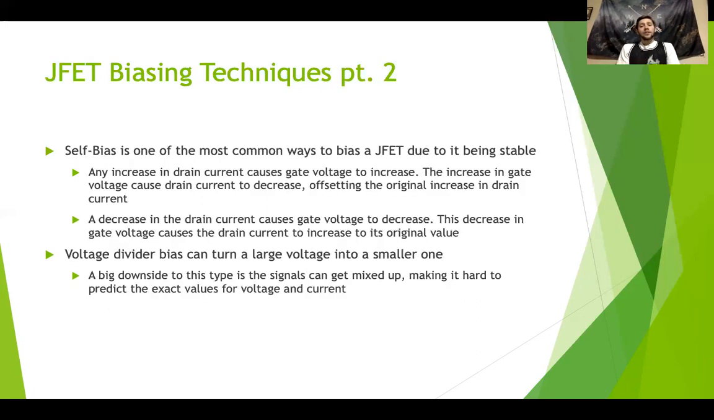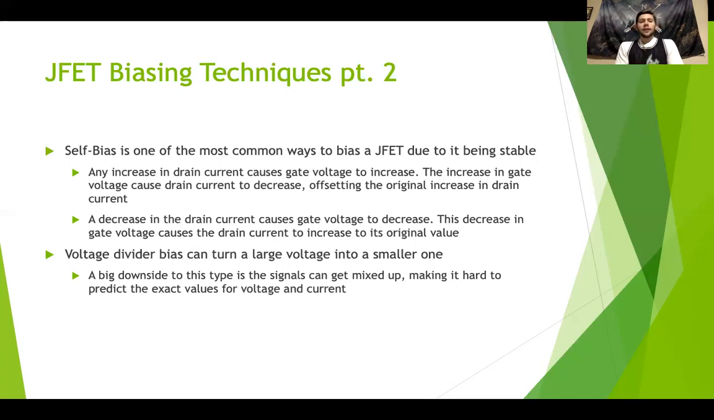Now, the self-bias, which is probably the best one, is the most common way to bias a JFET due to how stable it is. Any increase in drain current causes gate voltage to increase. Then the increase in that gate voltage causes the drain current to decrease, offsetting the original increase in drain current, making it stable. Vice versa, a decrease in drain current causes the gate voltage to decrease. Then the decrease in gate voltage causes the drain current to increase to its original value, stabilizing everything out. So it's definitely the best one.